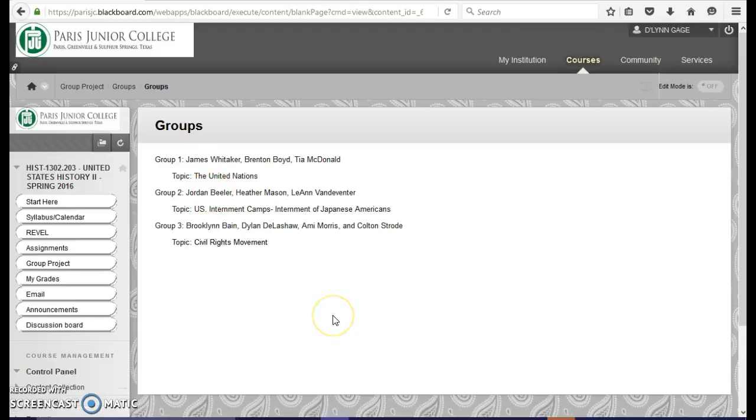All right, so group 1 consists of James, Brenton, and Tia, and your topic is going to be the United Nations. Group 2 is Jordan, Heather, and Leanne. Your topic will be U.S. internment camps and specifically the internment of Japanese Americans during World War II. And Brooklyn, Dylan, Amy, and Colton, your topic is going to be the civil rights movement. So if you get confused, can't remember which group you're in or what your topic is, just come back to this page and it will give the breakdown for you.